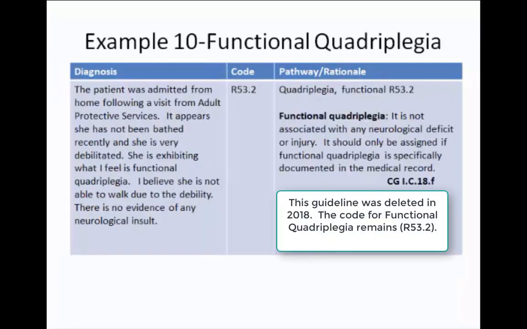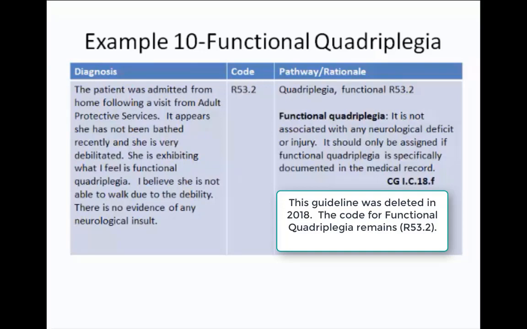Here we have a code for functional quadriplegia. And this distinction is made because if it were quadriplegia following a stroke or some kind of cerebrovascular insult, you could get a G code or an I code. But in this case, there's no other reason for this person's inability to move except for how debilitated she is.